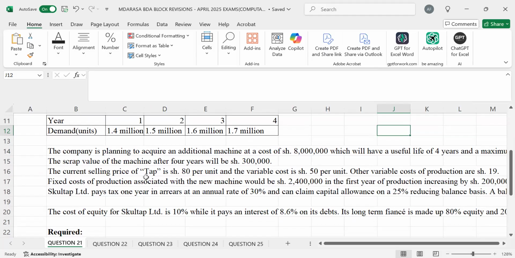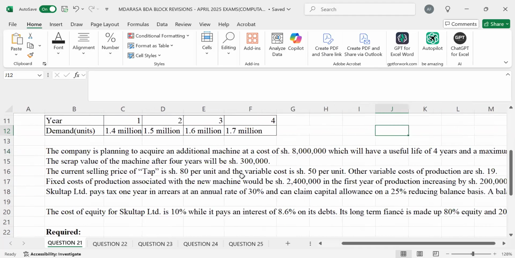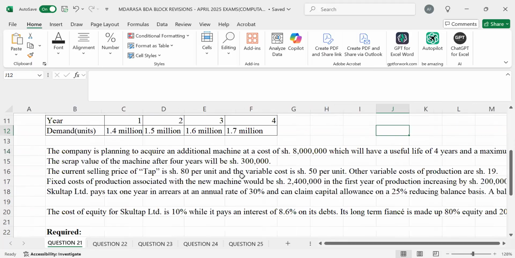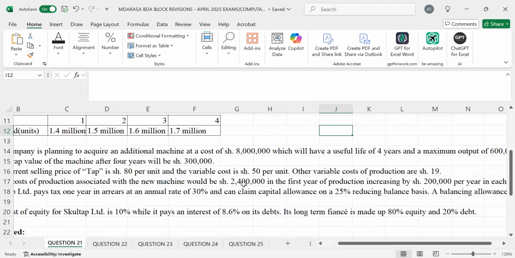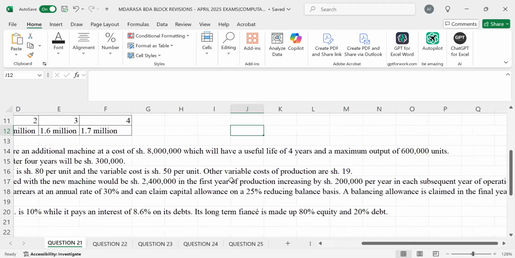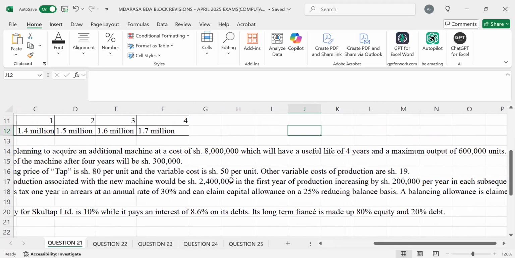The current selling price of TAP is 80 shillings per unit, and the variable cost is 50 per unit. Other variable costs of production are 19. Fixed cost of production associated with the new machine will be 2.4 in the first year of production, increasing by 200,000 per year in each subsequent year of operation.